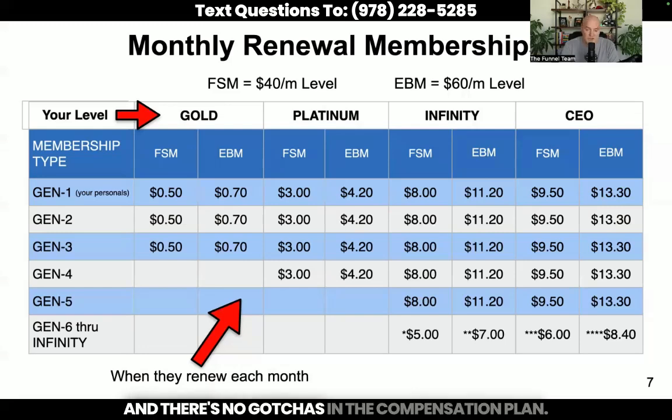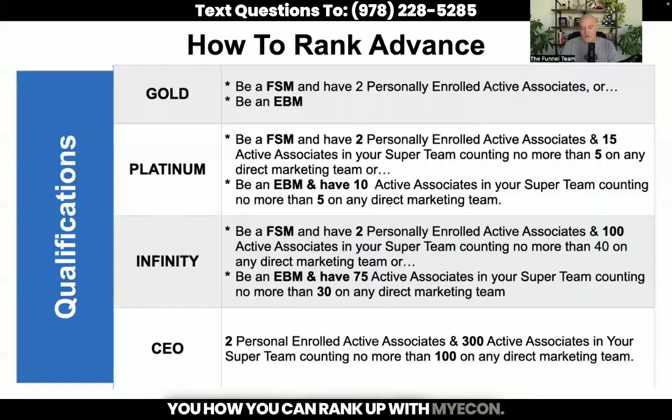And there's no gotchas in the compensation plan. There's no minimum order requirements, and there's no other minimum monthly qualifications that you need to have other than having 2 personally active enrolled members. That's it. So let's move on to the next slide and show you how you can rank up with myEcon. It's very simple, very straightforward.